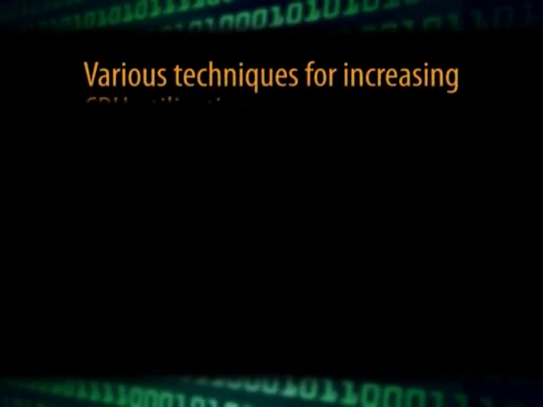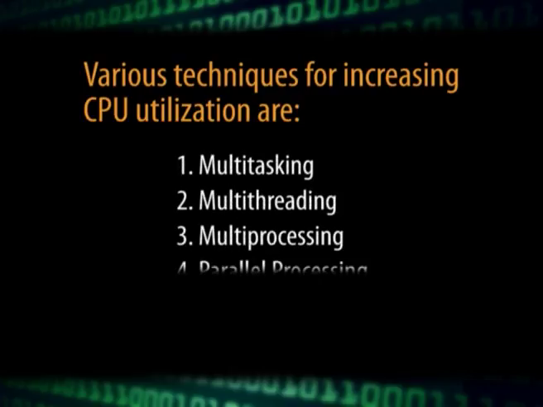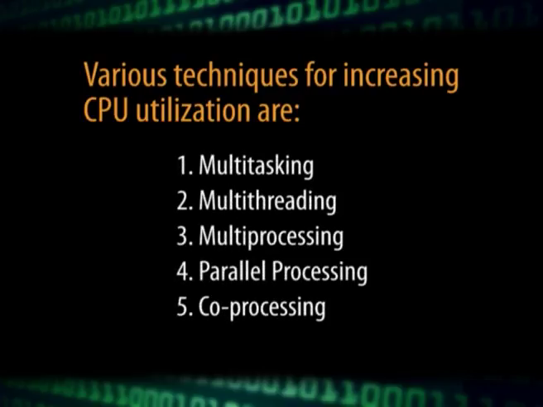In order to efficiently utilize CPU and other system resources, various techniques are used by the operating system. These techniques usually involve either executing multiple programs concurrently or executing one program in less time. Various techniques for increasing CPU utilization are multitasking, multithreading, multiprocessing, parallel processing and co-processing.